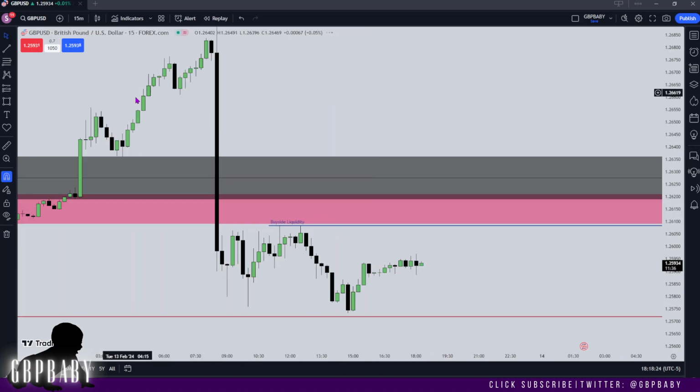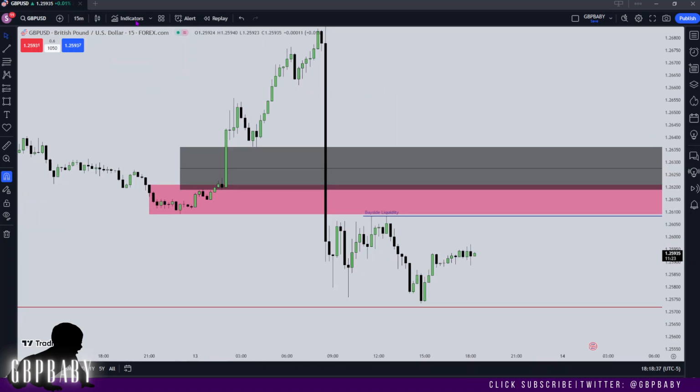Let's see what the 15 minute says, and you can see the 15 minute shows a lot more cleaner highs in terms of this high, this high. These are just relative equal highs, so price is going to want to draw up there. So definitely keep an eye on those levels, guys.